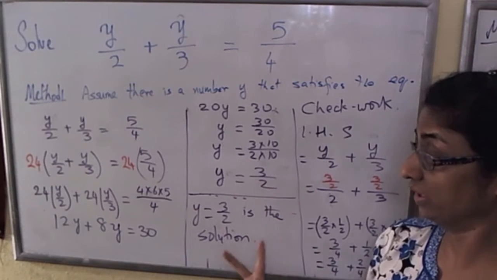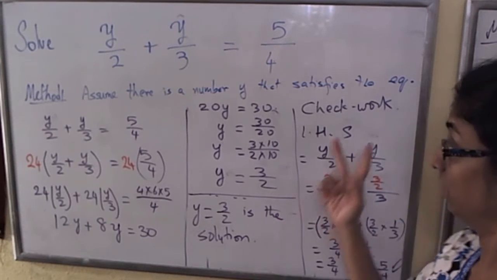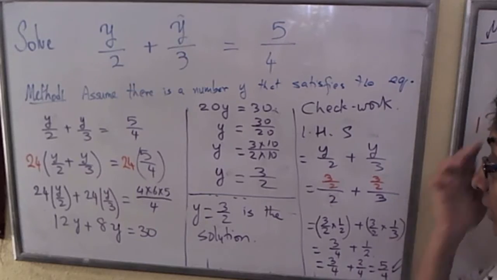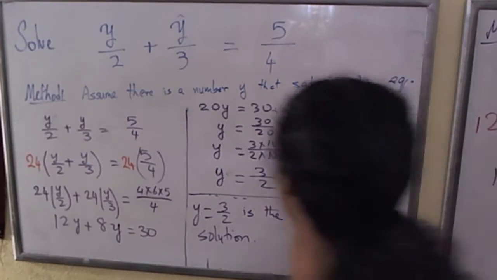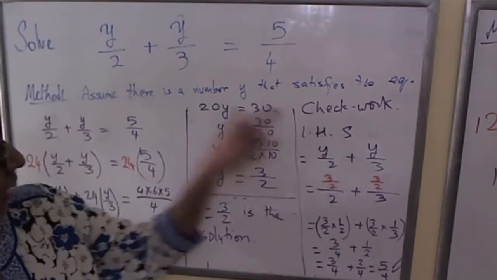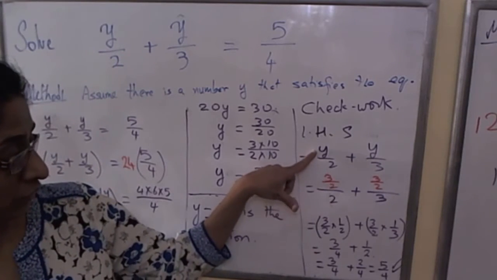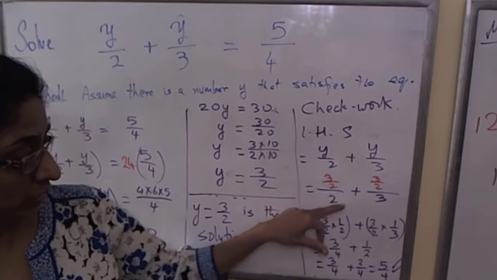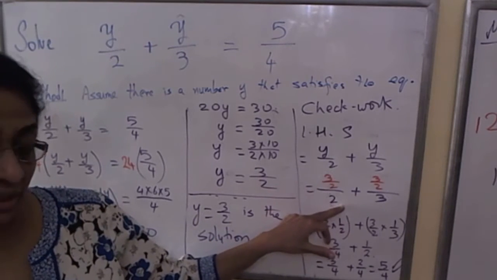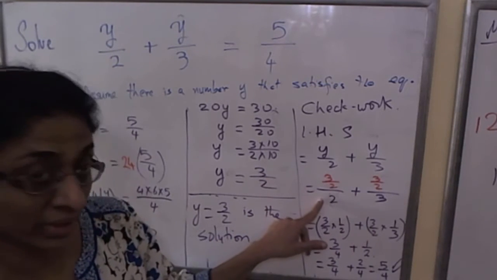And we would like to say y equals 3 over 2 is the solution, but wait a minute, we must do check work. And here, notice how I handle the check work. I write the left hand side expression. I put in for y 3 over 2. What we have here is a complex fraction, a fraction over a fraction.